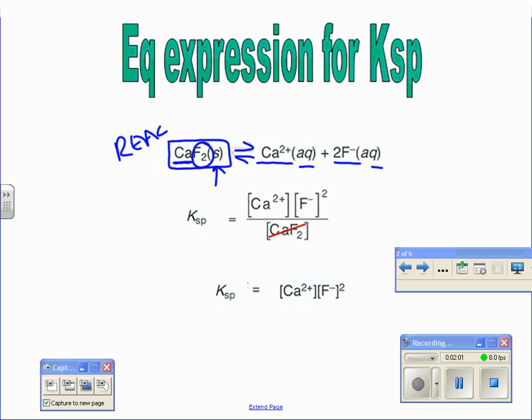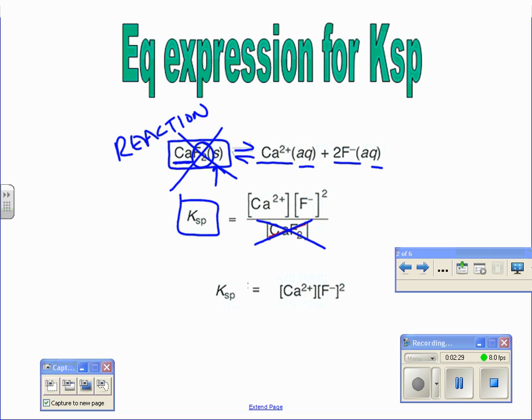So that's how you write the reaction. You take the compound that is insoluble, write it as a solid on the left, and break it into its ions based on the subscripts. When you write an expression, remember solids are never included in an equilibrium expression, nor are liquids. So this part of the reaction is never included. It's really just the product of the ions on top. We don't include the CaF2, so the KSP expression only has a top. It'll never have a bottom.